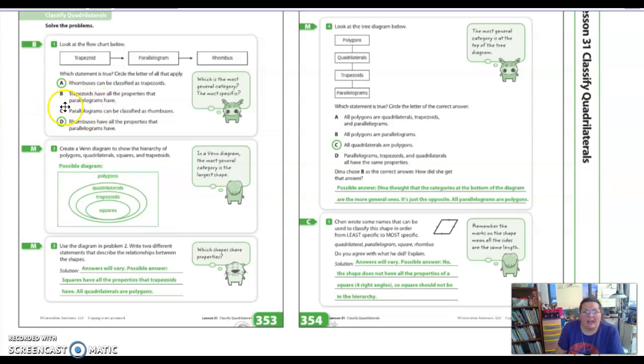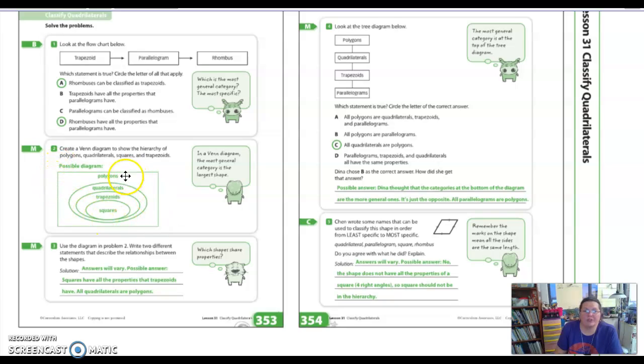And then we have the reason that B is false. It says trapezoids have all the properties that parallelograms have. And we know that is false because parallelogram is to the right of it. That would mean that it is more specific. C, parallelograms can be classified as rhombuses. Once again, it's to the right, so no. And D, rhombuses have all the properties that parallelograms have. Yes, it is to the left of it, so yes.